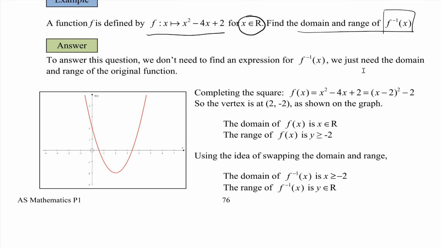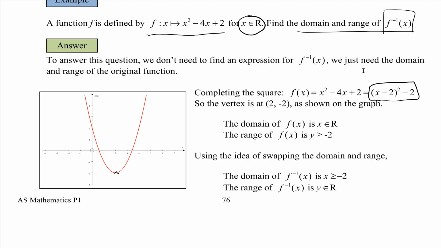So I know that this is a quadratic function with a turning point of (2, -2). There it is there. And we know it's going to be concave up like that. And we can work out the y-intercept as well if we wanted to by putting x equals 0 in there. So that gives us 2.